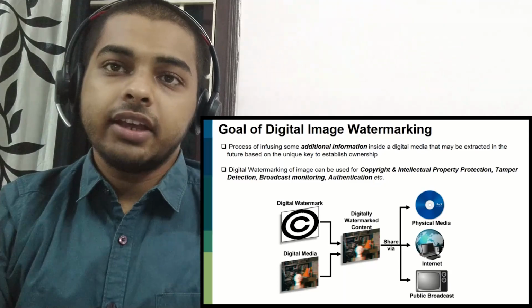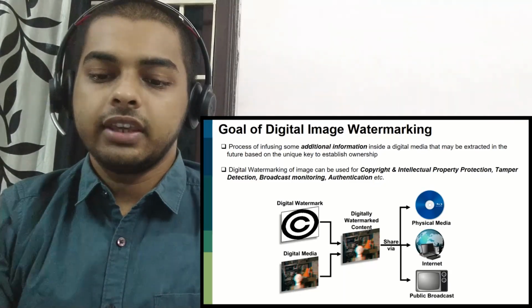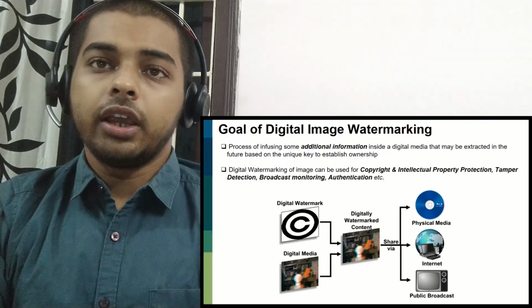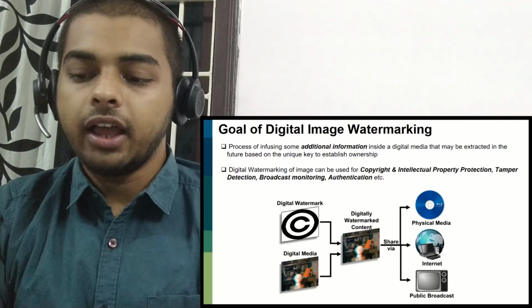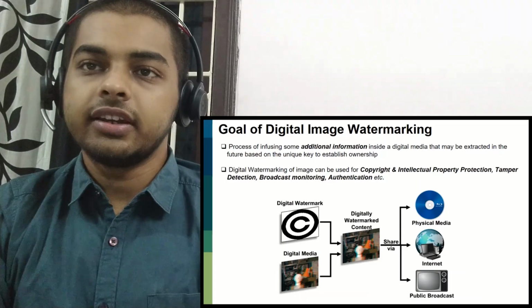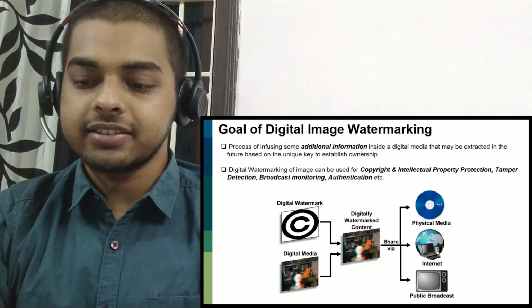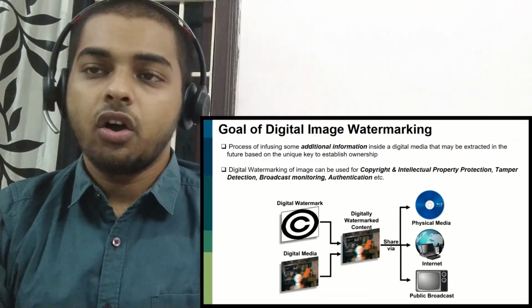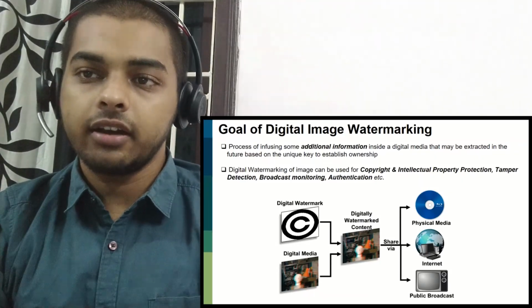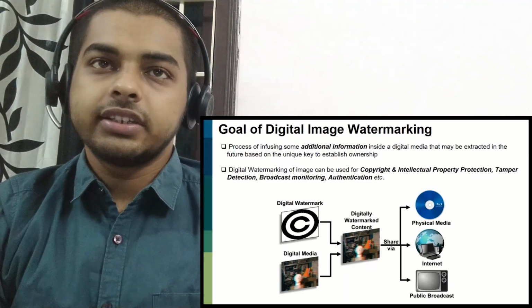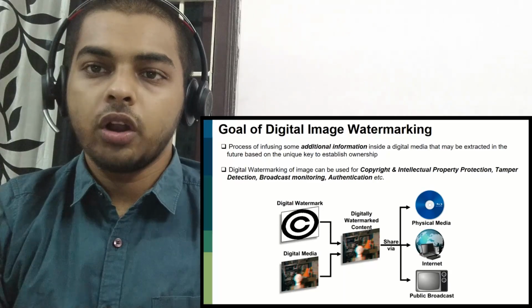In this image, you can see that we can create a digitally watermarked content from the digital watermark and the digital media, and then we can share the digitally watermarked content via either physical media like DVD, Blu-ray discs, SD cards, or via the internet or the public broadcasting system. So this is the process and the basic goal of digital watermarking.